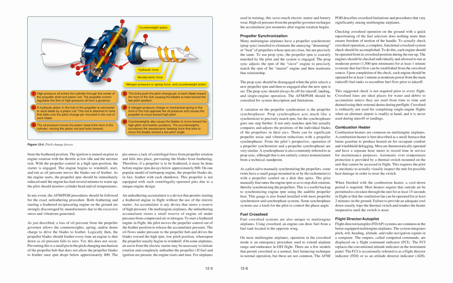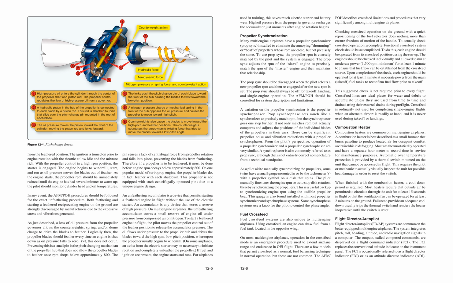Fuel crossfeed systems are also unique to multi-engine airplanes. Using crossfeed, an engine can draw fuel from a fuel tank located in the opposite wing. On most multi-engine airplanes, operation in the crossfeed mode is an emergency procedure used to extend airplane range and endurance in OEI flight. There are a few models that permit crossfeed as a normal, fuel balancing technique in normal operation, but these are not common. The AFM/POH describes crossfeed limitations and procedures that vary significantly among multi-engine airplanes. Checking crossfeed operation on the ground with a quick repositioning of the fuel selectors does nothing more than ensure freedom of motion of the handle.